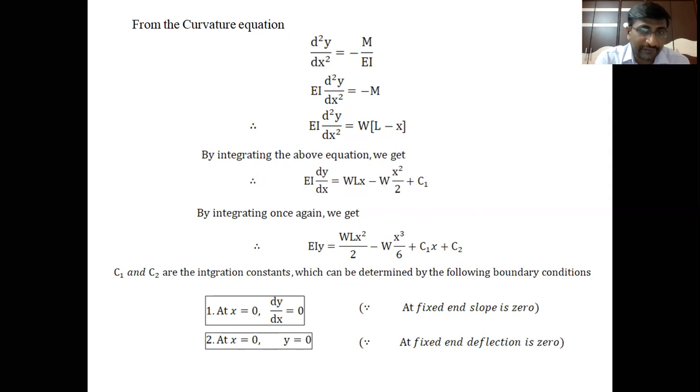From the first boundary condition, C1 value is 0. And by substituting the second boundary condition into the deflection equation, EI y equals WLx square by 2 minus Wx cube by 6 plus C1x plus C2, which is the deflection equation in terms of constants. By substituting x equal to 0, wherever x is 0, y is also 0. So on the left hand side the value is 0, EI into y, which is EI into 0. Substitute 0 in place of x. These three parameters are 0, because x is there in these three parameters. When we substitute the x value 0, these three parameters are 0. The remaining value is C2. So left hand side 0, right hand side only C2. Therefore, C2 is also 0 by using the second boundary condition.